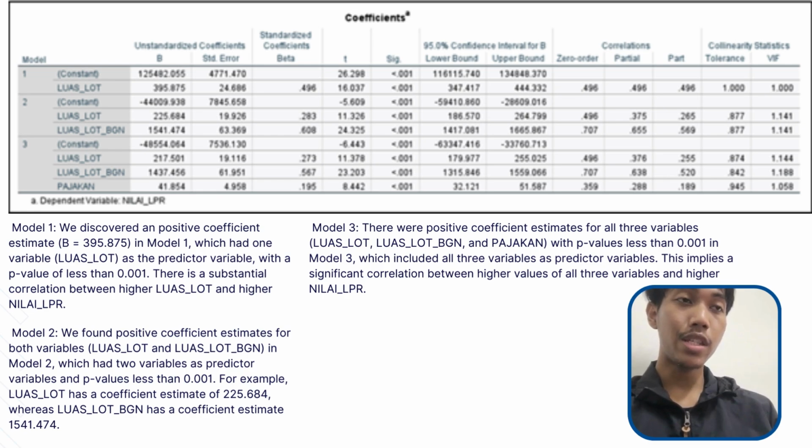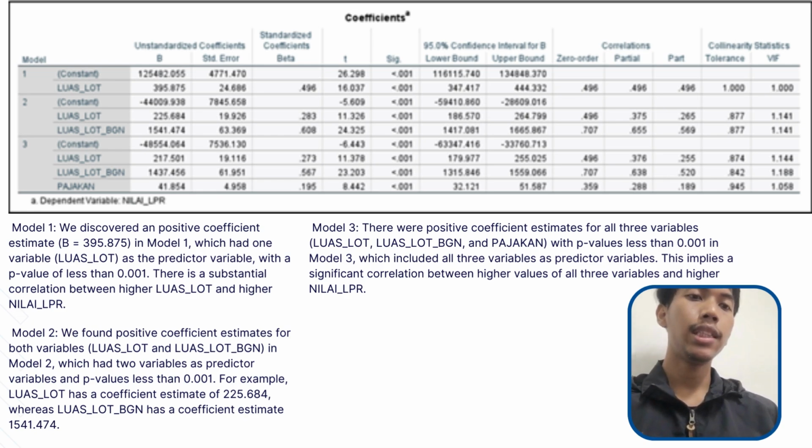Alright, next for the coefficients table. For model 1, we discovered a positive coefficient estimate B of 395.875 in model 1, which had one variable, luas lot, as the predicted variable, with a p-value of less than 0.001. There is a substantial correlation between higher luas lot and higher nilai LPR.